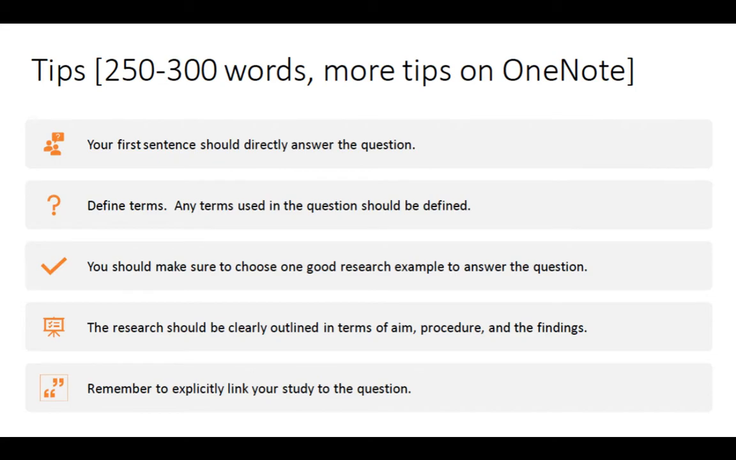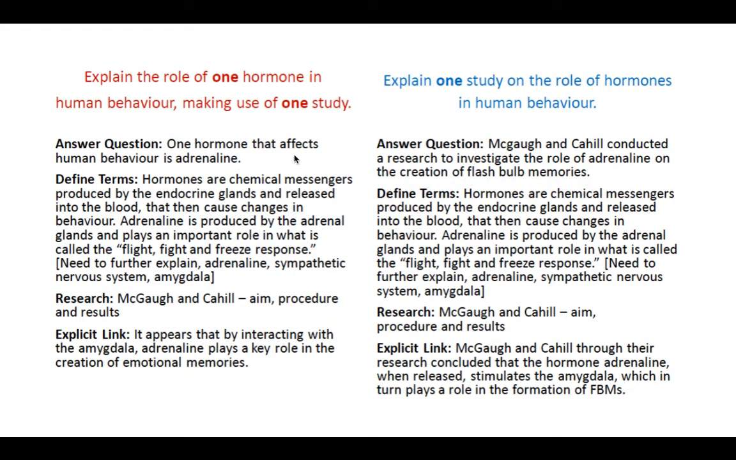Easy understanding of it. So here are two questions that I've gone over in the past, and they're very similar, but the focus can be quite different. The first one is: explain the role of one hormone in human behavior making use of one study. And the other one is: explain one study on the role of hormones in human behavior. So very similar questions, but the focus in one is on the hormone, and the other one is on the study.